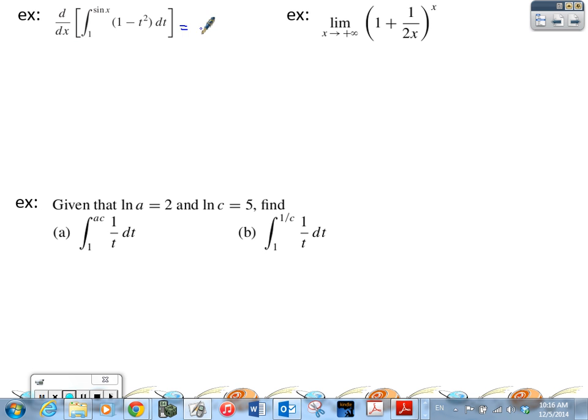So we get 1 minus sine squared x, and then we're going to have to chain it because it's not a plain x, it's sine x, and the derivative of sine x is cosine x. So 1 minus sine squared, we would have to simplify, and I'm sure we know our Pythag by now, right? 1 minus sine squared is cosine squared. So cosine squared x times cosine x would give us cosine cubed.